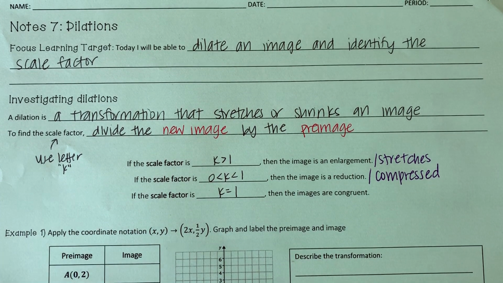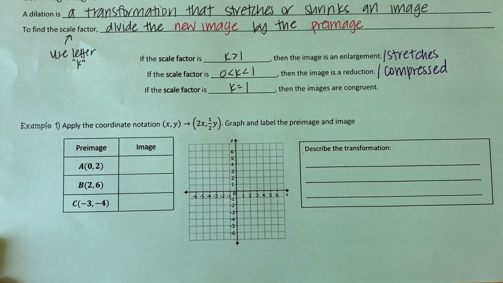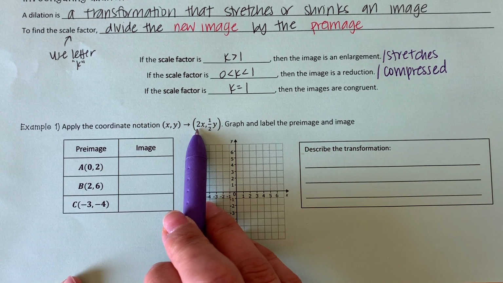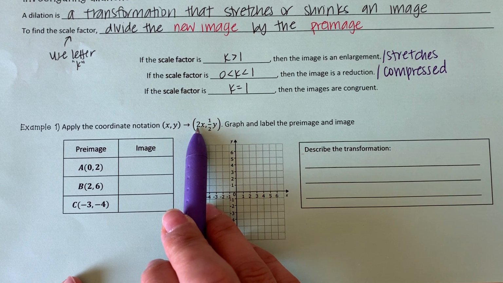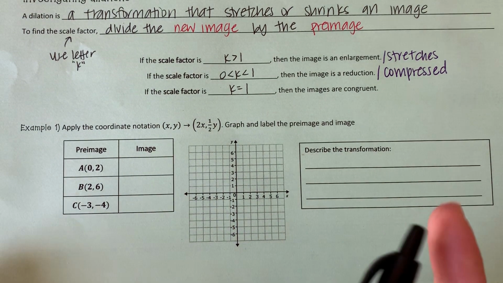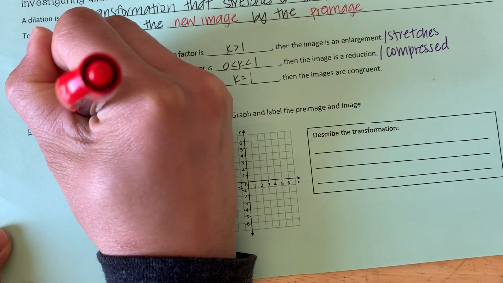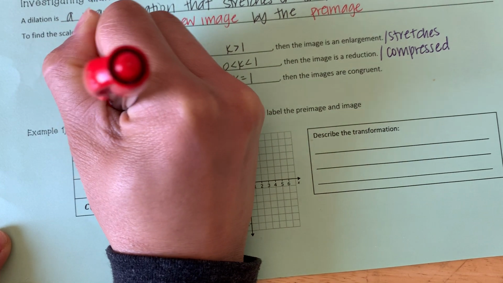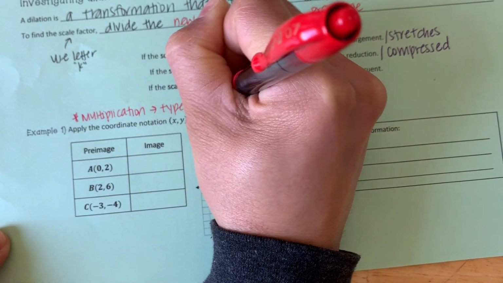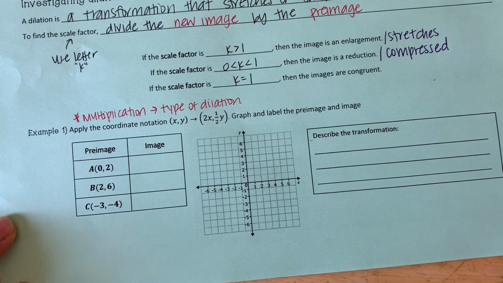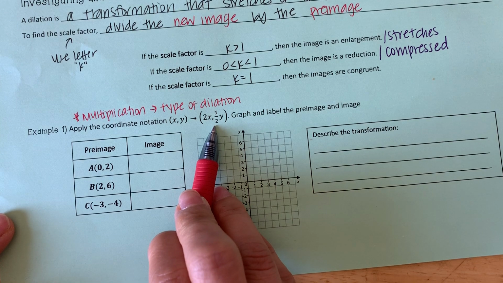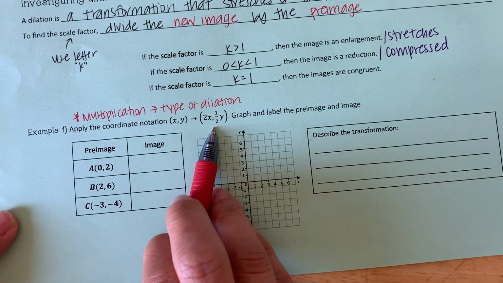Now let's take a look at our very first example. So you know it is a type of dilation whenever you have multiplication here. So if there's ever multiplication in your coordinate notation like this, when you multiply by 2 or multiply by 1/2, you know it's a type of dilation. So let's write that off to the side. Multiplication means type of dilation. If you look here, we're going to multiply our x's by 2, and then we're going to multiply our y's by 1/2, which also means the same thing as dividing by 2.